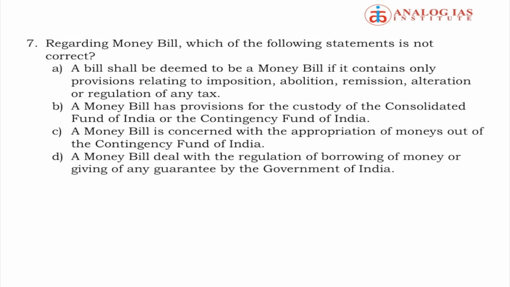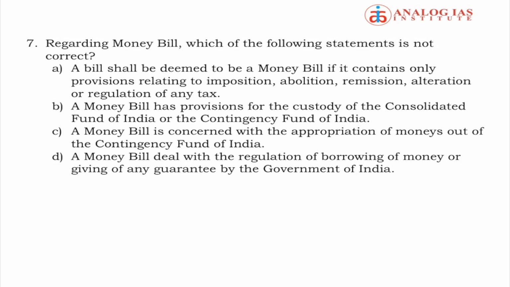Then we come to option C. It says a money bill is concerned with the appropriation of monies out of the Contingency Fund of India. Again, as we all know, the Contingency Fund of India is kept at the disposal of the President of India. And therefore, the appropriation of money out of the Contingency Fund of India does not require prior authorization of the Parliament of India. And therefore, the statement is incorrect. But if we read option C along with Article 110, Article 267 and the Contingency Fund of India Act 1950, then out of option A and C, option A seems to be more incorrect. And therefore, the answer is option A.